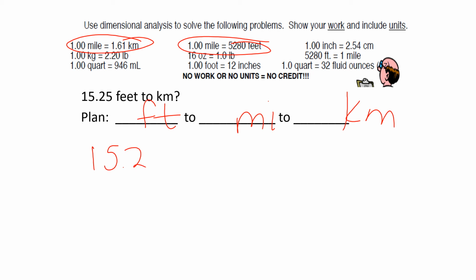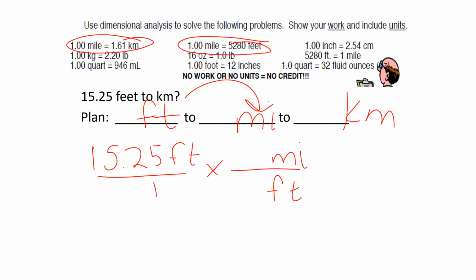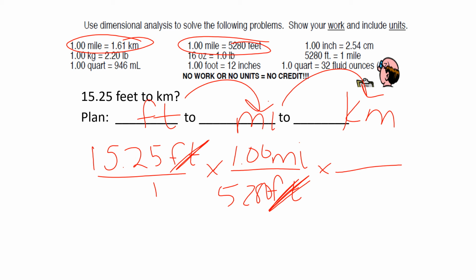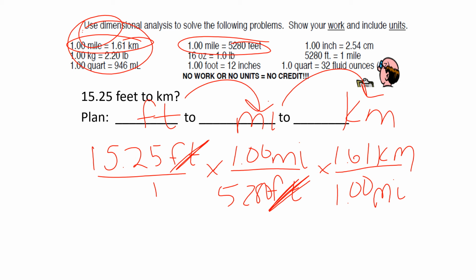So 15.25 feet, make it a fraction. My first conversion factor, feet on the bottom, miles on the top. I'm going to use the 1 mile equals 5280 feet in my first conversion. The feet cancel out. Now I can go from miles to kilometers. I'm going to do a second conversion factor, miles in the bottom, kilometers in the top. This conversion factor tells me that in 1 mile, there are 1.61 kilometers, and the miles cancel out.